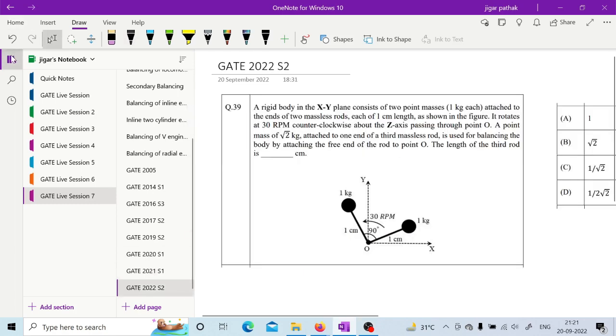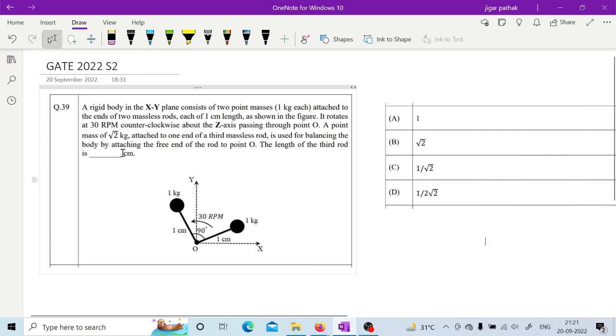Okay. So the last one is this one. A rigid body in the xy plane consists of 2 point masses, 1 kg each, attached to the ends of two massless rods, each of 1 centimeter length, as shown in the figure. Now it rotates at 30 rpm counterclockwise about the z-axis passing through point O. Now a point mass of root 2 kg attached to one end of a third massless rod is used for balancing the body by attaching the free end of the rod to point O. Now the length of the third rod is.